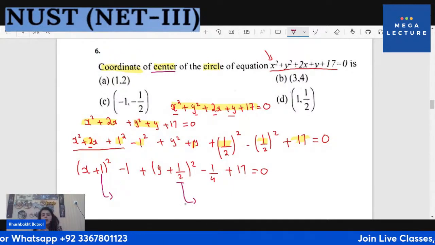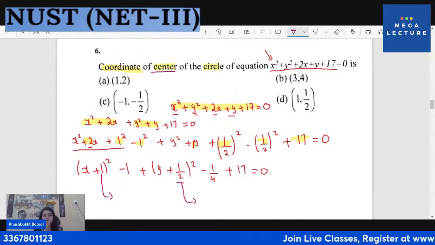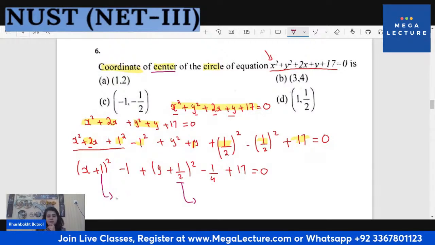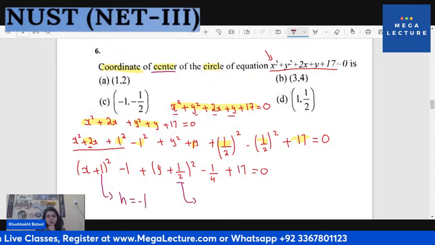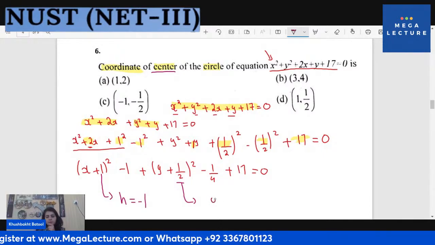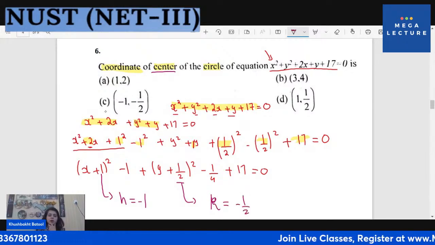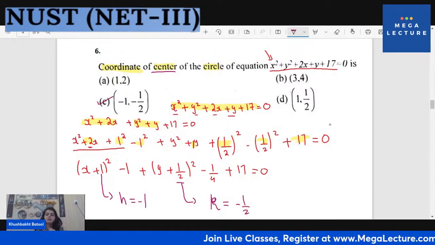Now in the general form we have (x minus h) and (y minus k), and h and k are the coordinates of the center. So this implies that h is going to be minus 1 and k is going to be minus 1 by 2. So the answer is going to be C in this case.